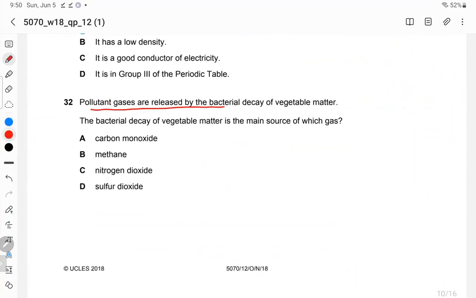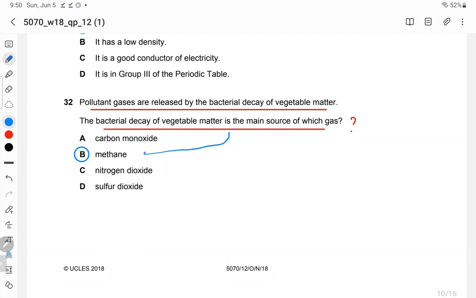Question 32. Fermented gases are released by bacterial decay of vegetable matter. The bacterial decay of vegetable matter is the main source of which gas? Who can tell me the correct answer? Methane. Yes, very good. The main source of methane is the decay of vegetable matter.